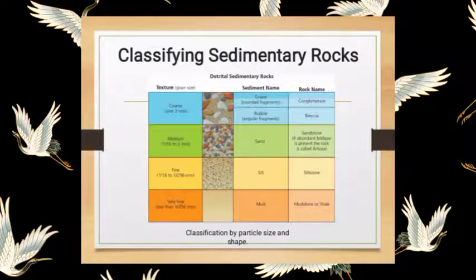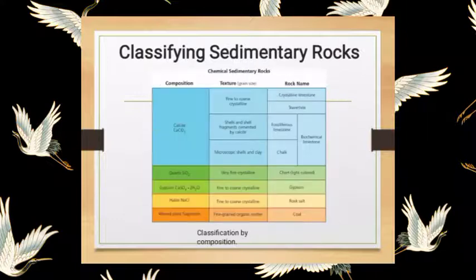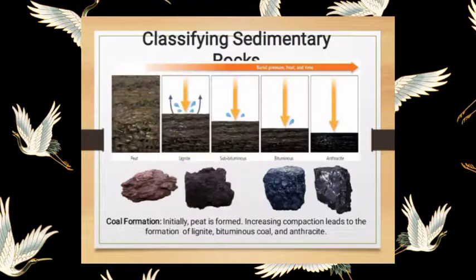So, classifying sedimentary rocks. How can we classify sedimentary rocks? Classification by particle size and shape, and this one is the classification by composition. Coal classification is called formation. Initially, peat is formed. Increasing compaction leads to the formation of lignite, bituminous coal, and anthracite.